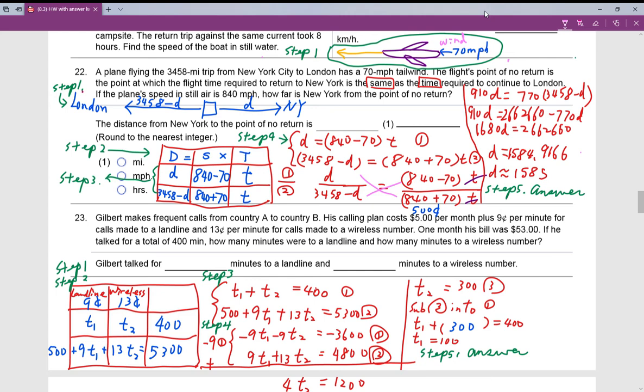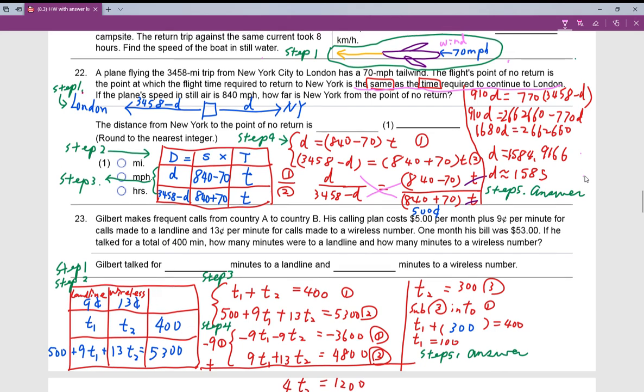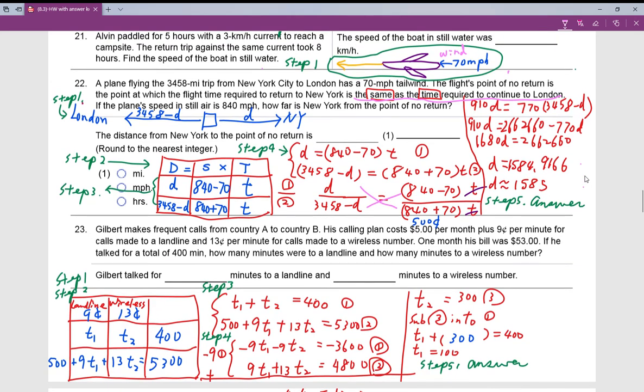Now this question is complicated because they tell you something called the point of no return. So you have to understand the definition of the point of no return. What's the point of no return? So pretend you want to go from here to there. And if you go more than half, do you want to return? Then you don't want to. You want to keep going.